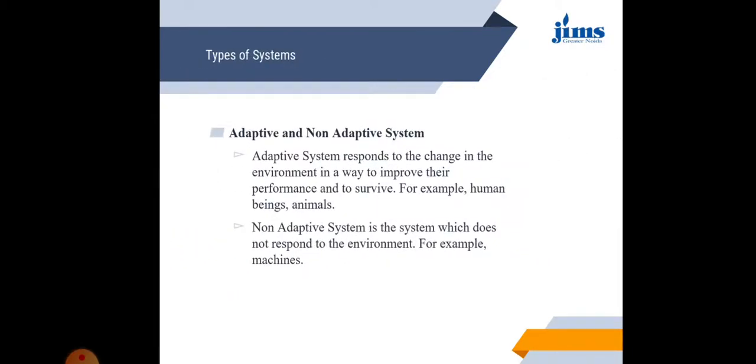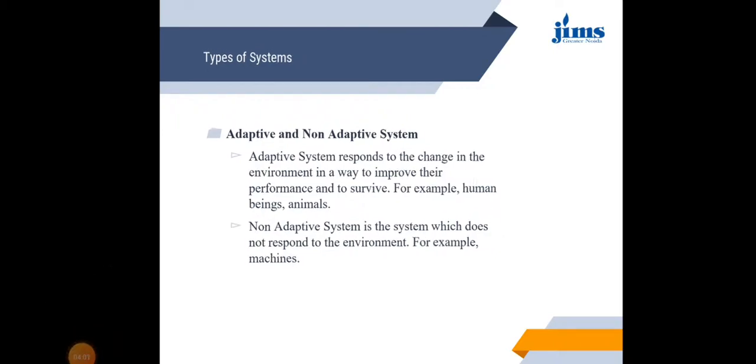The third one is the adaptive and non-adaptive system. The adaptive system responds to changes in the environment in a way to improve its performance and to survive. For example, human beings and animals are adaptive systems, meaning they adapt. The non-adaptive system is the system which does not respond to the environment. For example, machines. Because machines do the work that we give them on command, they cannot adapt anything within themselves. That is why they are known as non-adaptive systems.